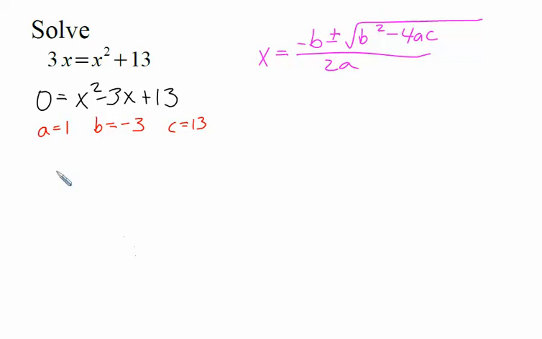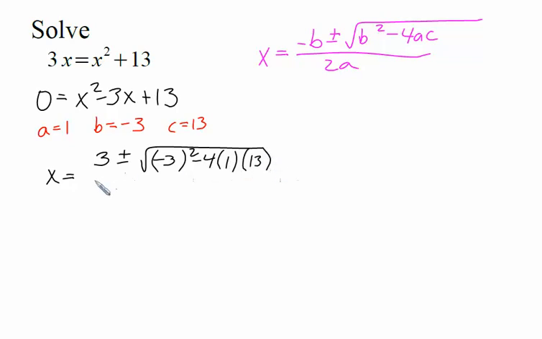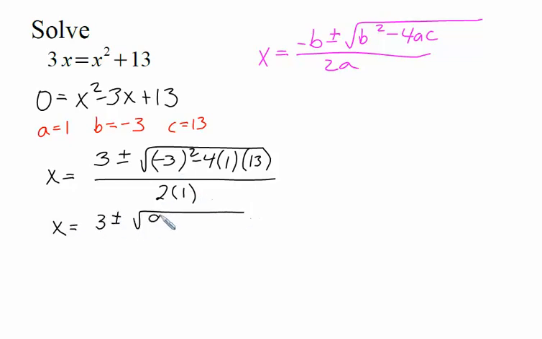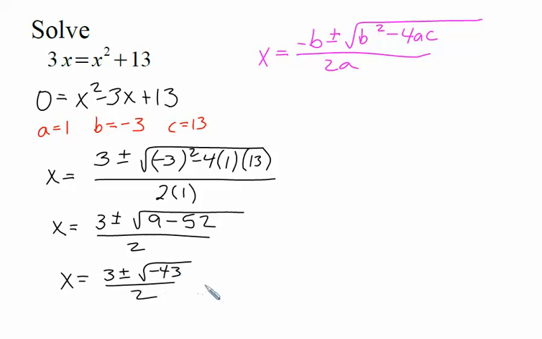So let's plug things in. X is going to be, now you can just jump and say positive 3 plus or minus the square root of, please put that negative 3 in parentheses when we square it, minus 4 times a times c, all divided by 2 times a. So in this case, x is 3 plus or minus the square root. We've got 9 minus 4 times 13, 9 minus 52. All of that's going to be divided by 2. So x is 3 plus or minus the square root of negative 43, all divided by 2.